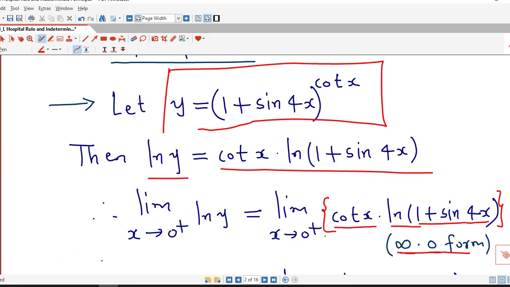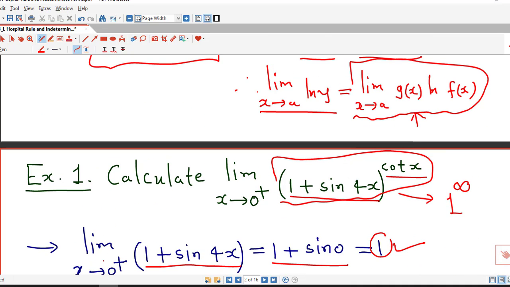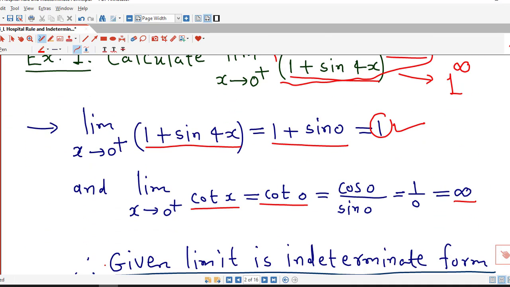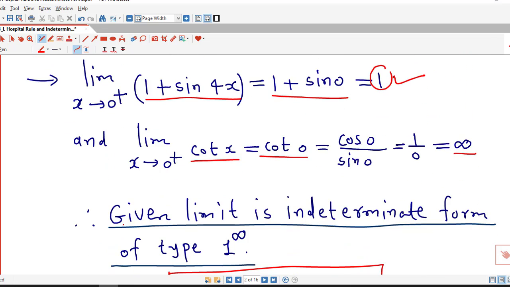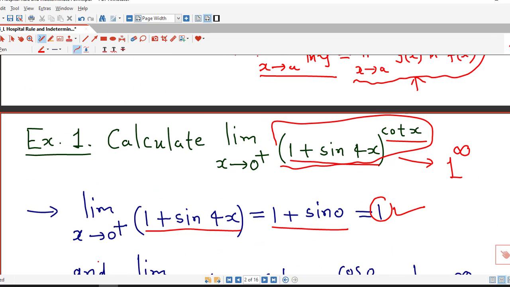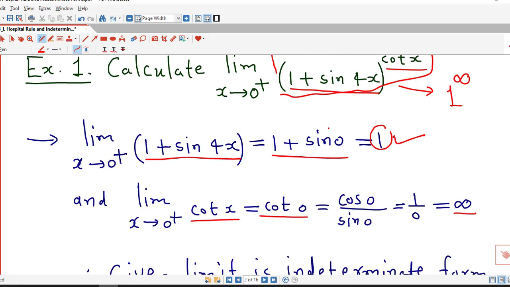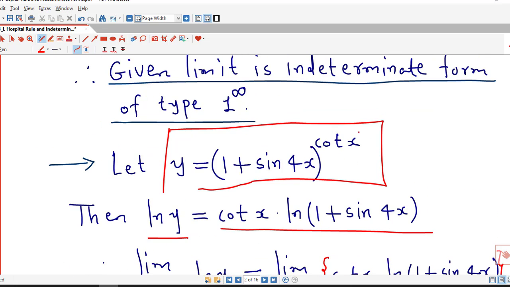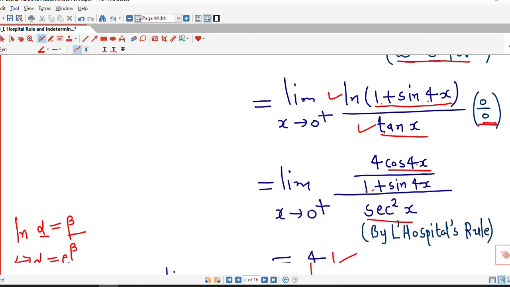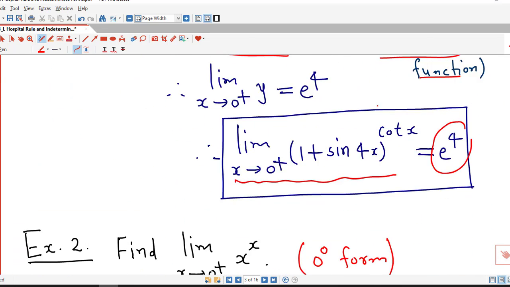So whenever we have this type of indeterminate power, we will consider this pattern. We will first assume the given function equal to y, and then we will take logarithm on both sides, and we will try to see whether we can apply L'Hospital rule or not.